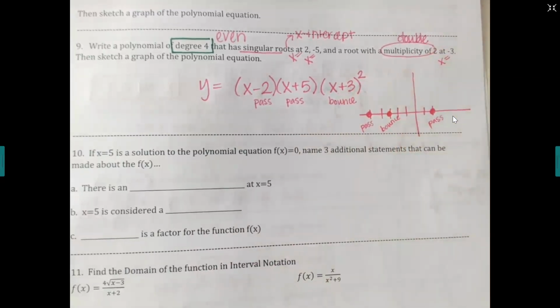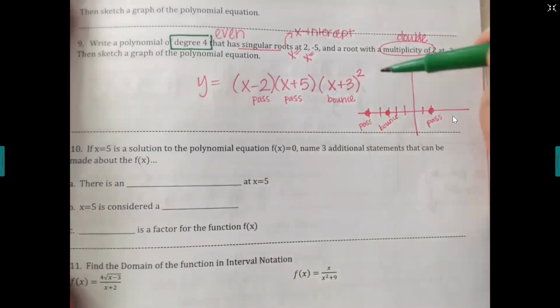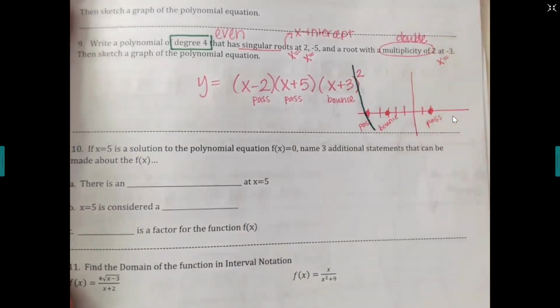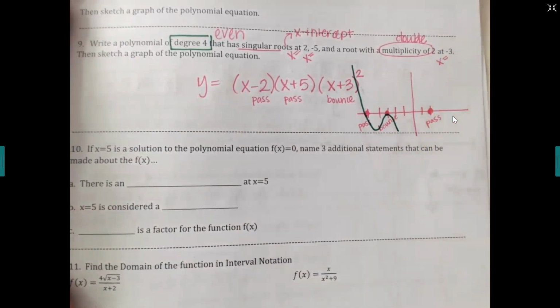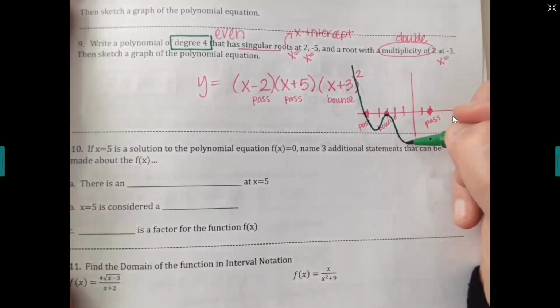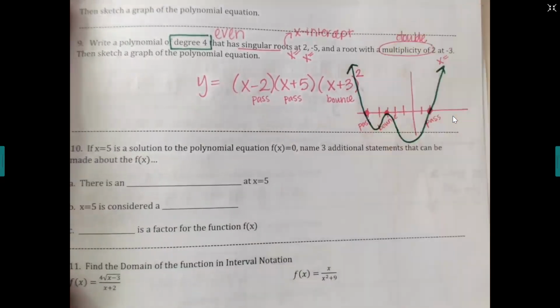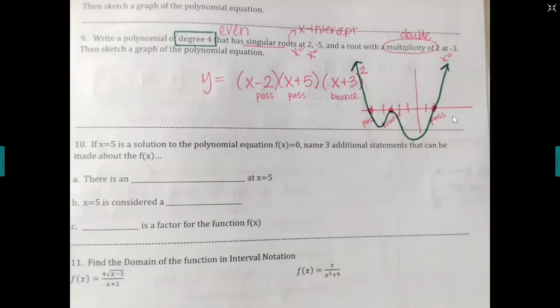Now, we said that this is an even degree. Do the ends need to go together or opposite? Together. So let's start at the top. Ready? I'm going to pass. Then I'm going to bounce. And then I'm going to pass. Now keep in mind, you get Desmos, you get a calculator. You can graph it in as many spots as you want to, okay, but you should understand the connection between the equation and the graph a little bit, okay?